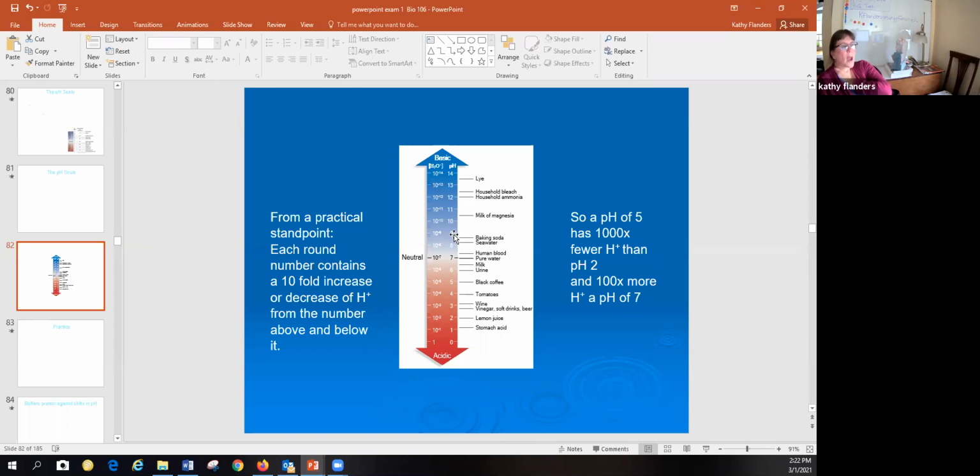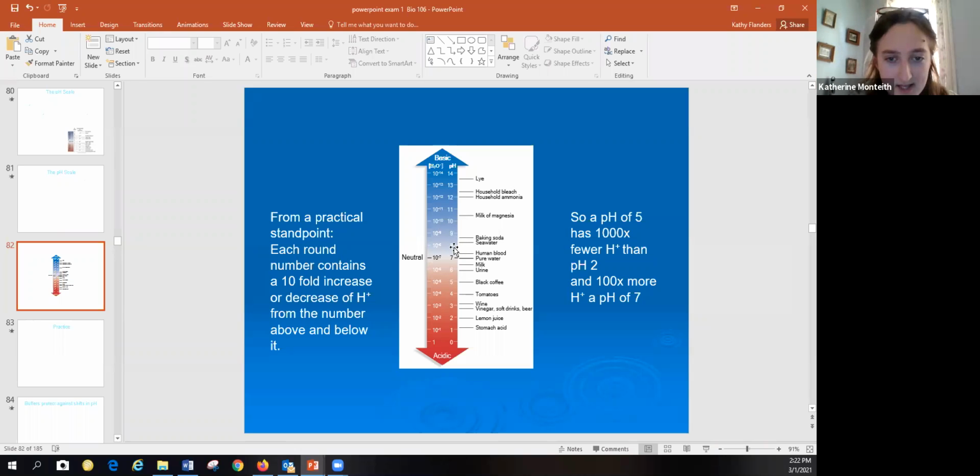So each round number, Katie, is what you're looking at. So if pH 9, we know pH 9 is basic or alkaline, but we also know that pH 10 has fewer hydrogen ions and pH 8 has more hydrogen ions.